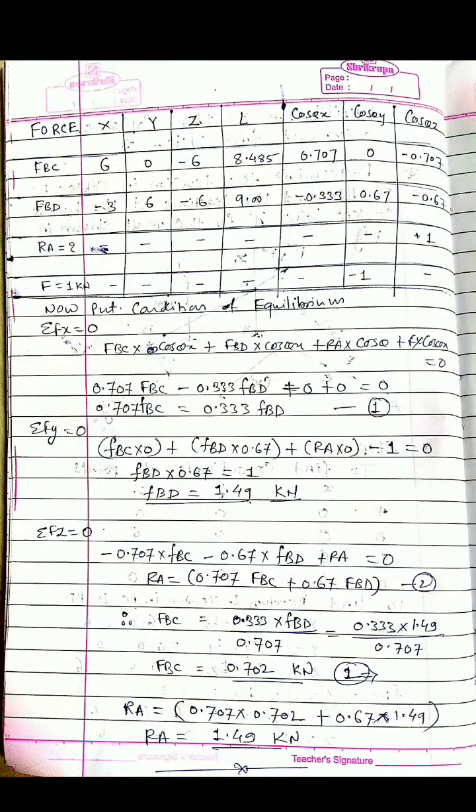So once you prepare this table, for the equilibrium numericals, put the conditions of equilibrium, that is summation Fx is equal to 0, Fy is equal to 0 and Fz is equal to 0. By putting our first condition, that is summation Fx is equal to 0, we will have the equation FBC into cos theta x plus FBD into cos theta x, RA into cos theta x, F into cos theta x. See, we are getting this expression, that is 0.707 FBC is equal to 0.333 FBD. Give it equation number 1.